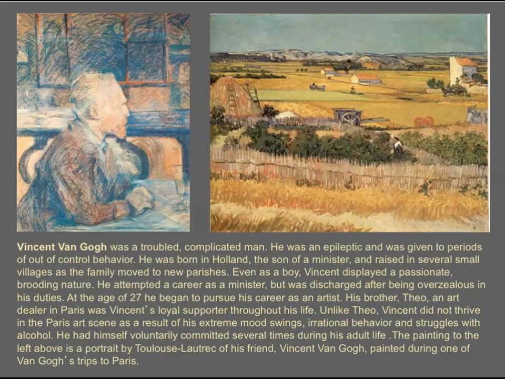He had himself voluntarily committed several times during his adult life, and the painting to the left is by his friend Toulouse-Lautrec, whose work we just looked at. And this one on the right is painted during one of his times in an asylum.